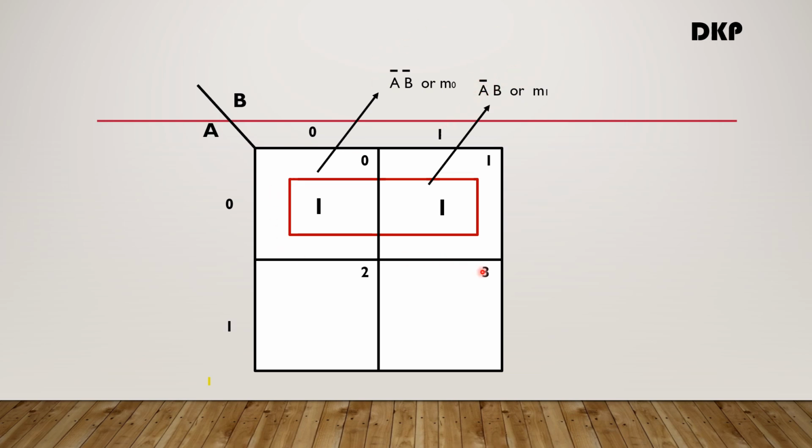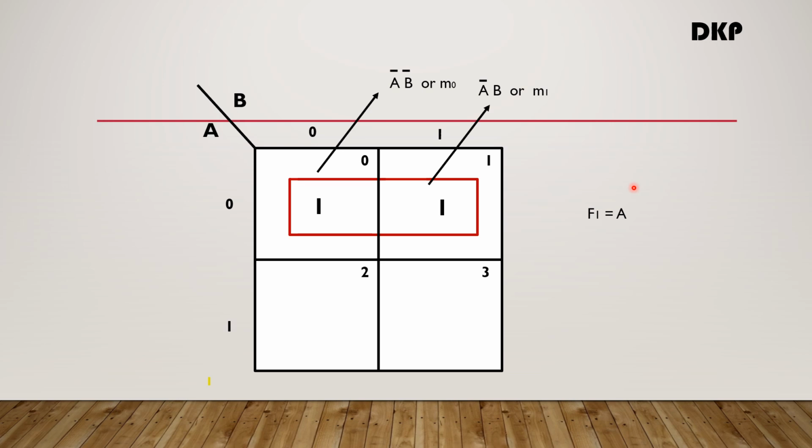Now we are going to reduce this SOP expression by eliminating the second variable. That is, b bar changes to b, so you have to eliminate that, and the first variable, a bar, is constant, so we have to retain it. Therefore, by combining these two cells, we are forming a big cell. Thereby we are eliminating one variable here.